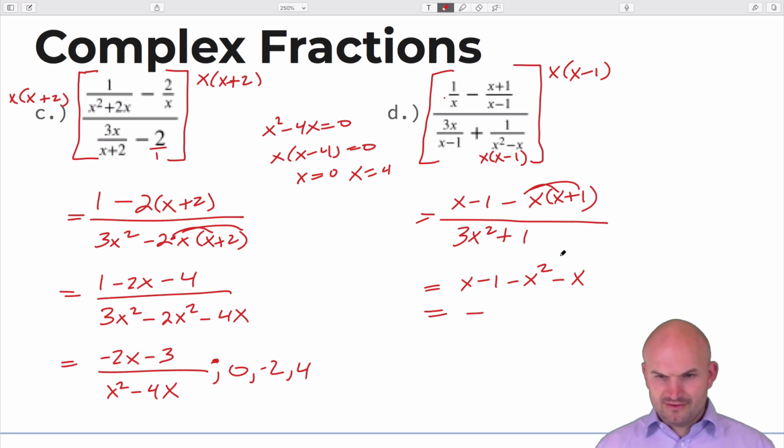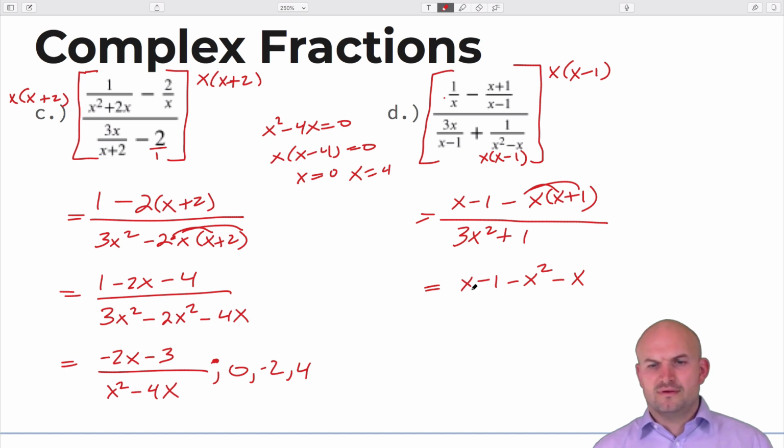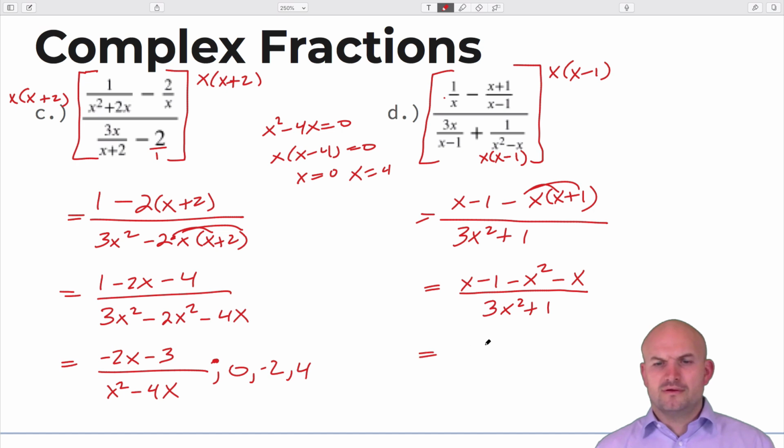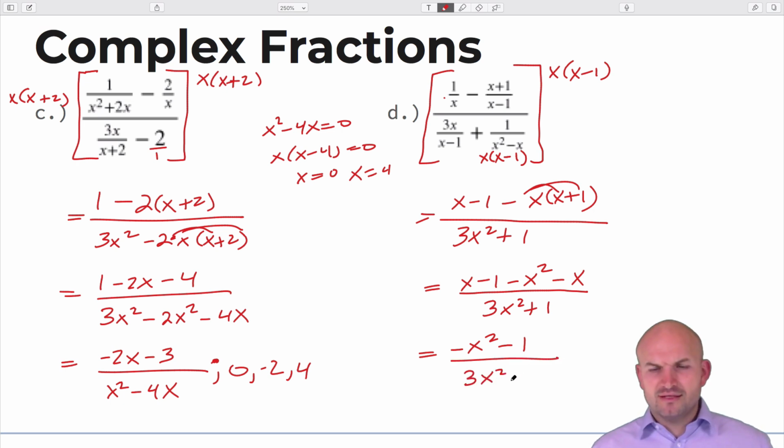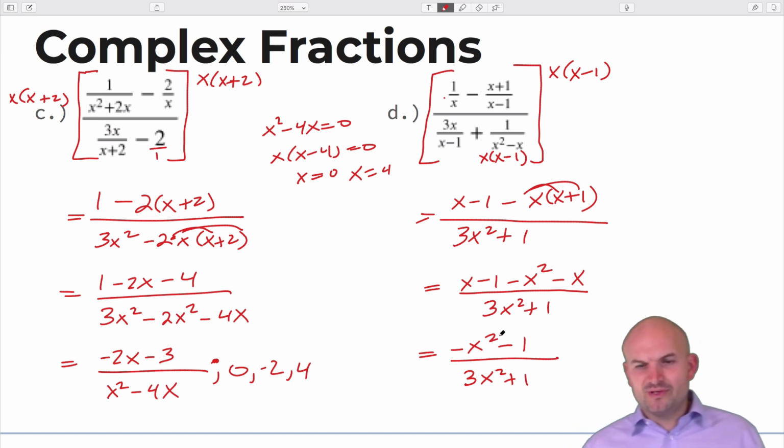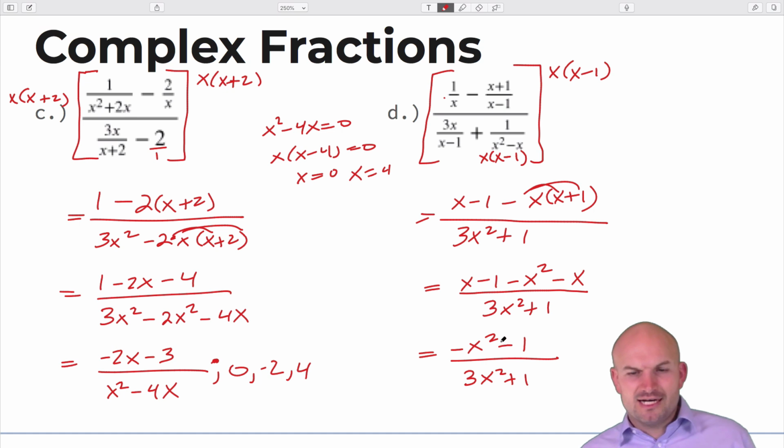Oops, sorry. Now let's rearrange the terms. That goes to 0, so that's a negative x squared minus 1. Here we have a 3x squared plus 1. Now, there's really nothing else that we can do to simplify this.